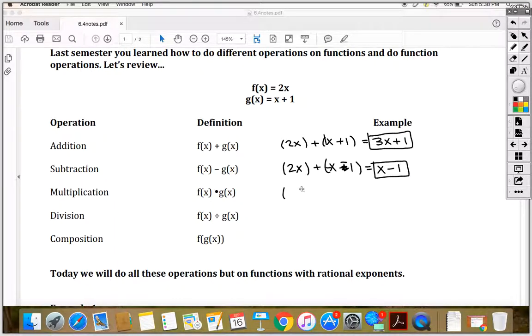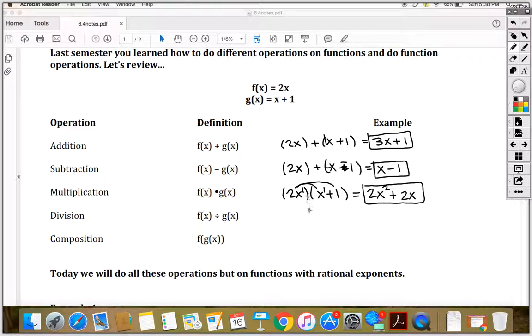Multiplication, I can multiply my two functions. So I'm going to take 2x times x plus 1. Multiplying here would just mean distributive property. So I'm doing 2x times x. Remember, when we multiply, we add our powers. So we'd get 2x squared. 2x times 1 is 2x. So 2x squared plus 2x when I multiply them.